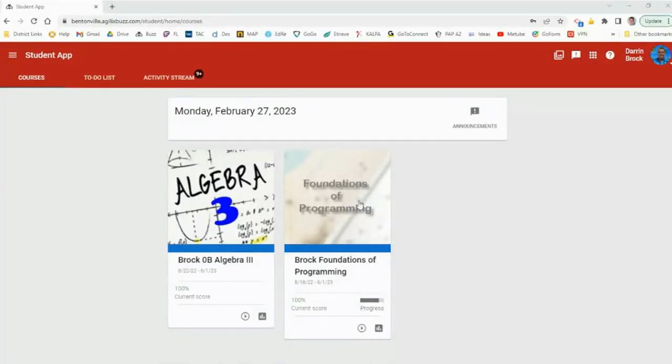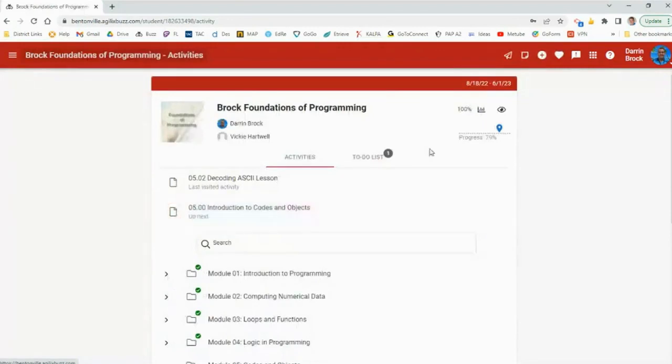Like we have most everybody. So let's go ahead and take a look at this week in programming. Foundations of Programming. Let's take a look at our gradebook.